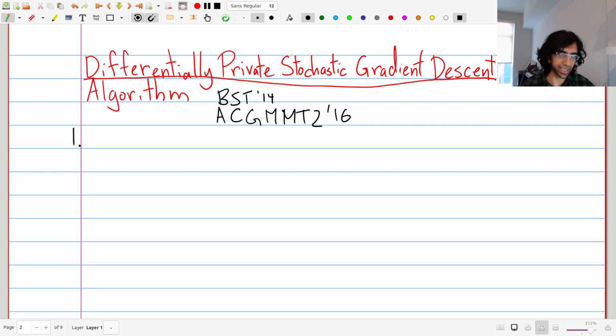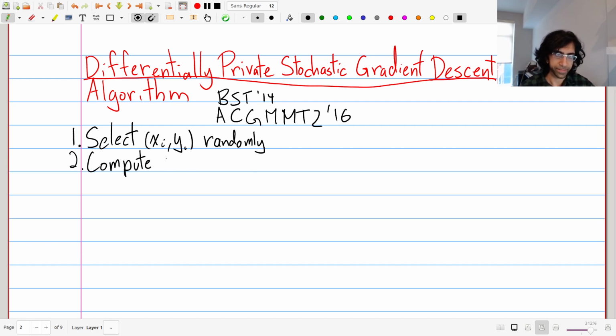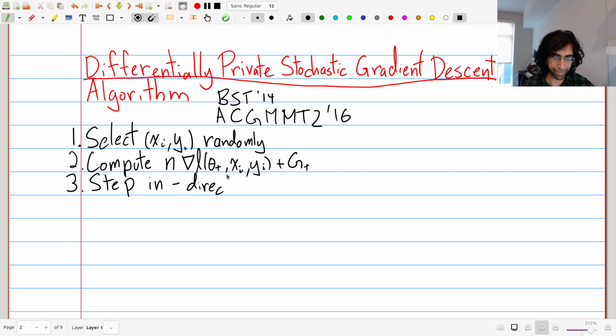So let's recall what the algorithm of BST is. It looks something like the following. It's very simple. It's iterations of this procedure that I write here. For each iteration, we select a point (xi, yi) at random, we compute the gradient at that point, multiplied by n, that is n times the gradient of the loss function at the current vector, on (xi, yi), and we add on some Gaussian noise, which I'll just call capital G of t. The third step is we step in the negative direction of this gradient. Very simple: choose a random point, compute the gradient, noise it, and use that to select which direction to go.